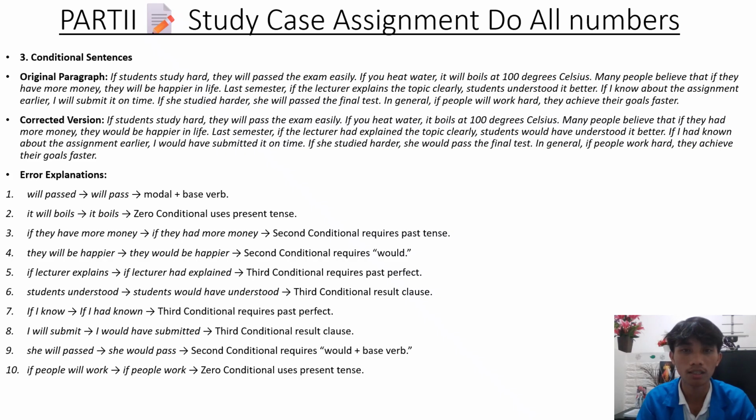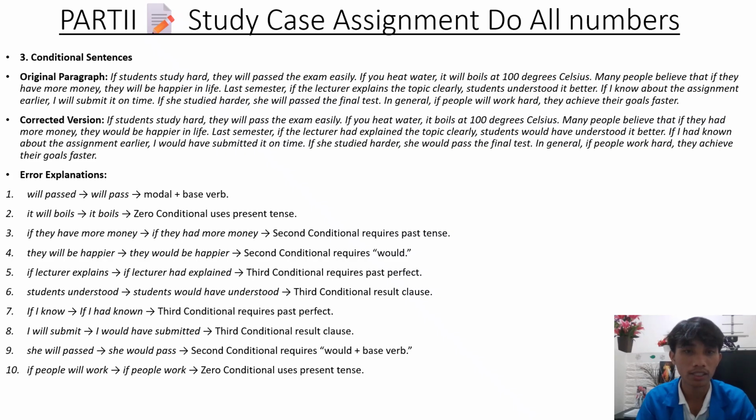Last semester, if the lecturer explained the topic clearly, students understood it better. If I know about the assignments earlier, I will submit it on time. If she studied harder, she will pass the final test. In general, if people will work hard, they achieve their goals faster.